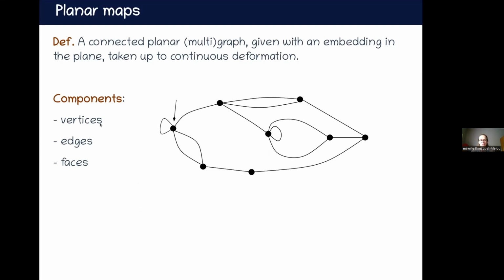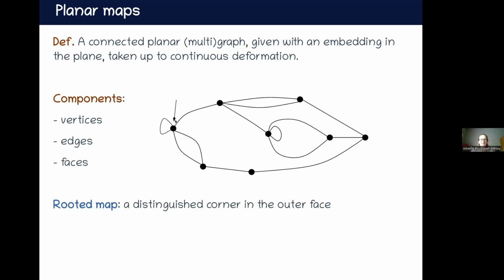And our maps, of course, have vertices and edges, as graphs do. And in addition to that, they also have faces, which are the connected components that are left if you remove edges. Like here you have one face. And these faces have a certain degree, that's the length of the boundary. So here this face has degree 1, 2, 3. And there's a big outer face around the map here.